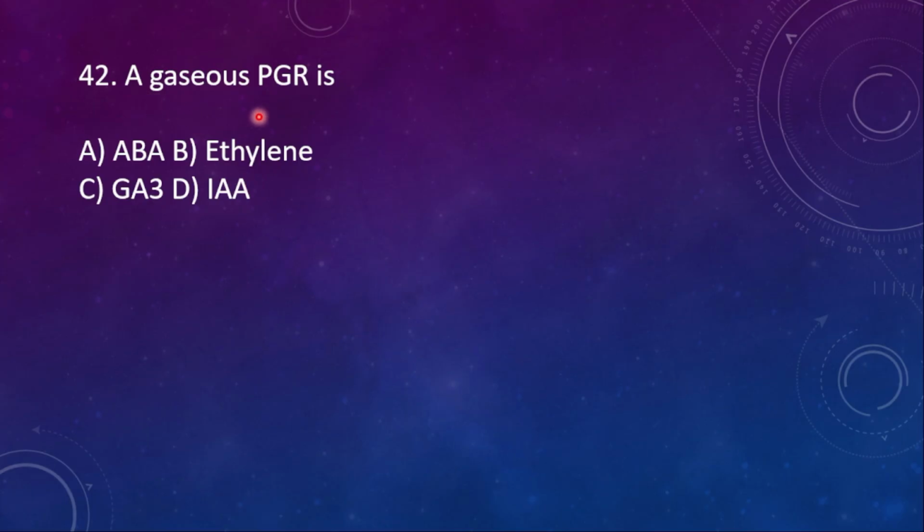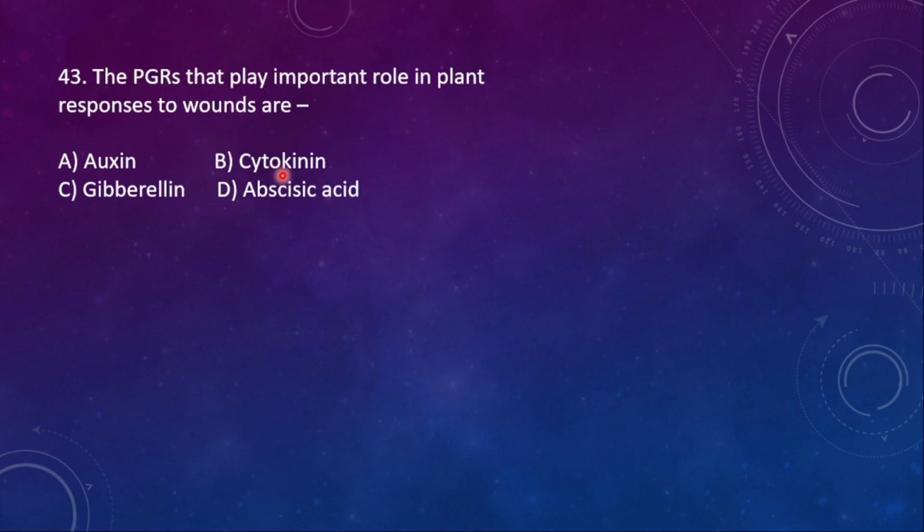42. A gaseous PGR is ABA, ethylene, GA3, IAA. You must not forget this one. The only gaseous PGR is ethylene. In your dreams also, you must not answer this question in the wrong form. So here the right option is ethylene. Ethylene is the gaseous hormone.